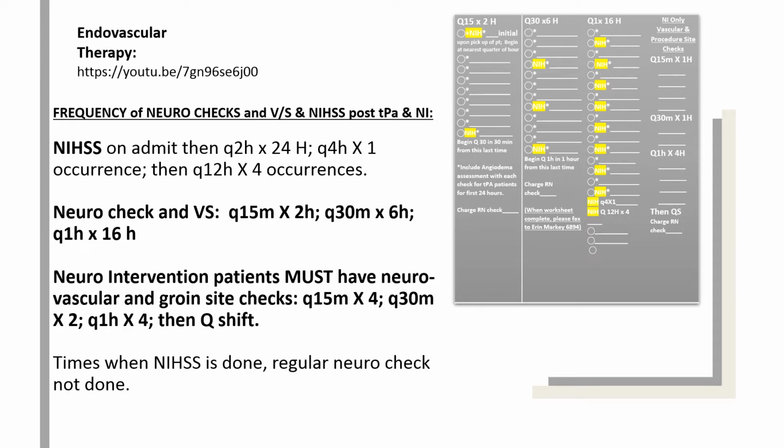Nursing care post-endovascular therapy is the same as TPA for the neurochecks. So remember before I said, every 15 minutes during the therapy? Well, these clients, when they come back to you, then you start what you would be doing post your TPA. And that is your neurochecks and vital signs are done initially every 15 minutes for 2 hours, and then every 30 minutes times 6, and every hour times 16 hours. And in most centers, you would do an NIH stroke scale every 2 hours for 24 hours.